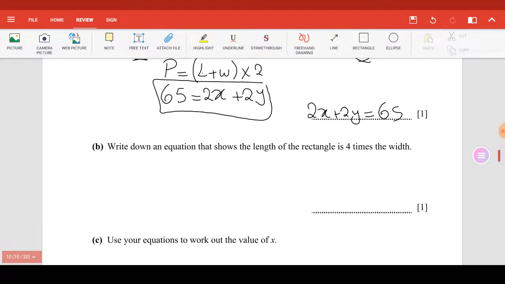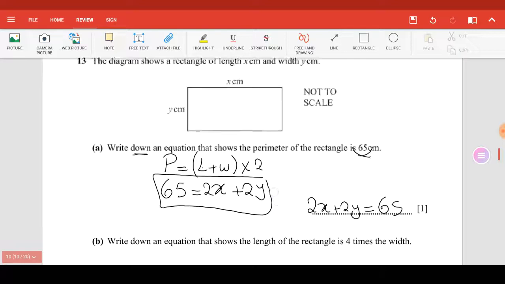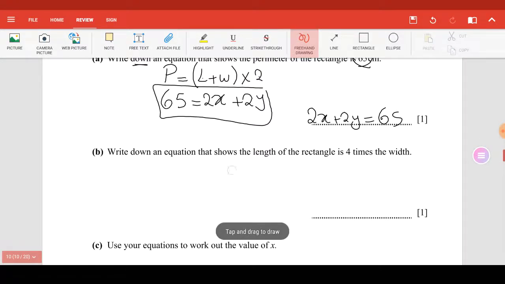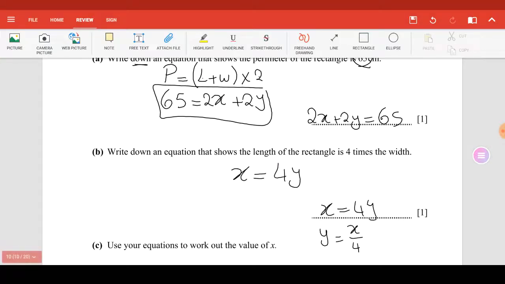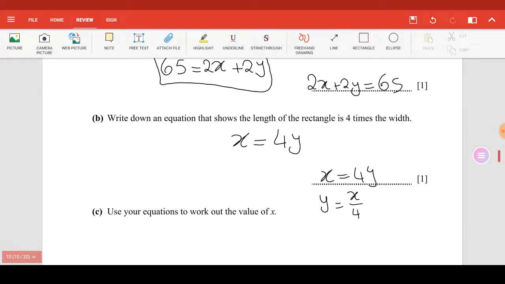Write down an equation that shows that the length of the rectangle is 4 times the width. So the length, which is x, let me check if it's x, the length is x, and okay, so the length x is 4 times y. So the answer, you can write x equals 4y, but you can write y equals x over 4. Both are right.